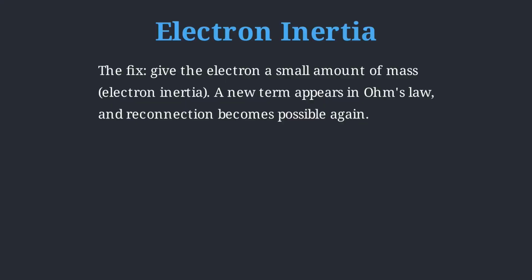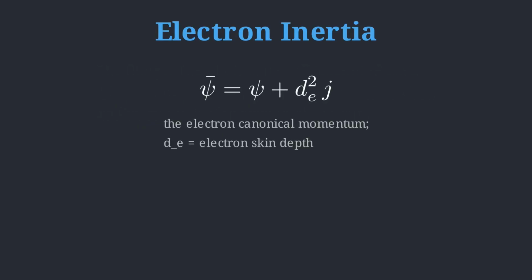So we will add a small correction, the electron inertia. Real electrons have mass, just a very small one. In the original equation, we treat it as 0, so we will change it by adding their mass. This new term develops in Ohm's law, one that allows reconnection. Thus, we have our new model, where instead of psi, we integrate over psi-bar, which is psi plus d_e squared j, to give the electron canonical momentum, where d_e denotes the electron skin depth. That's it. That's the whole modification.